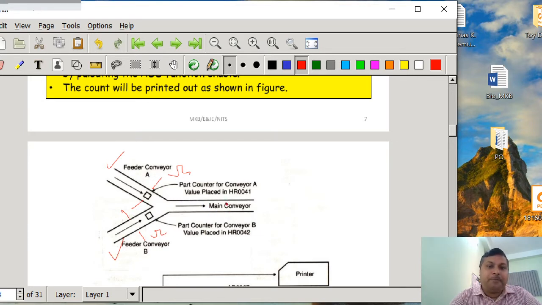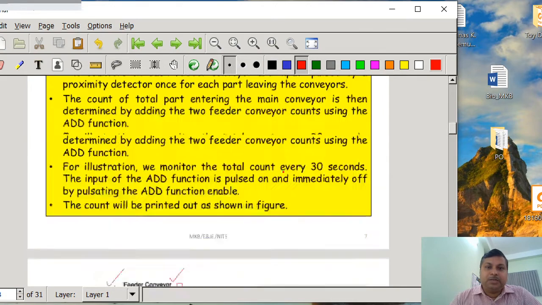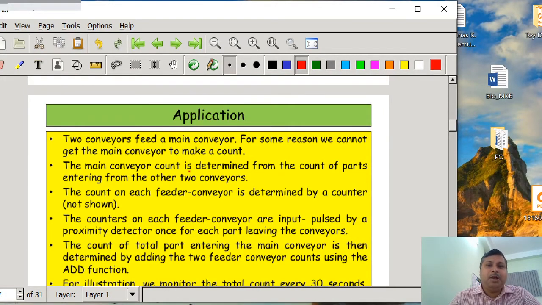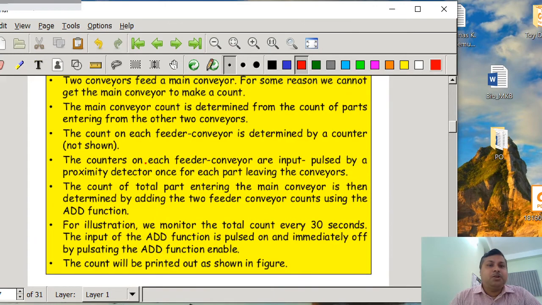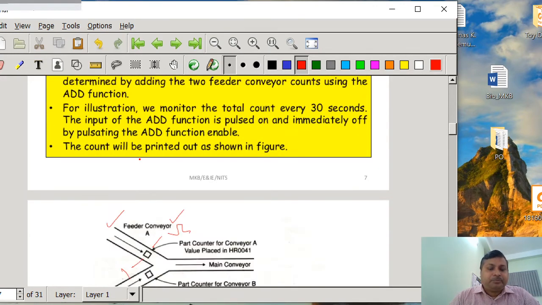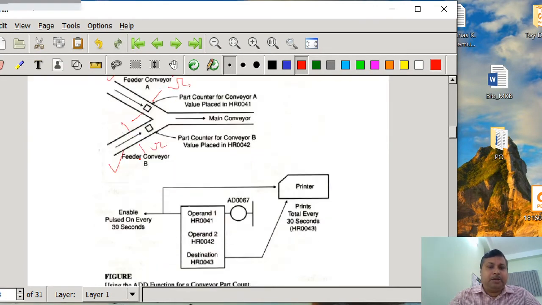So now we want to know how many parts are going through the main conveyor. First we have to count the number of parts in feeder conveyor A and the number of parts in feeder conveyor B, and after that we have to add, because we do not have any facility to count the number of parts in the main conveyor. Suppose this situation has happened, so for some reason we cannot get the main conveyor to make a count. Fine. So how can we develop the logic?